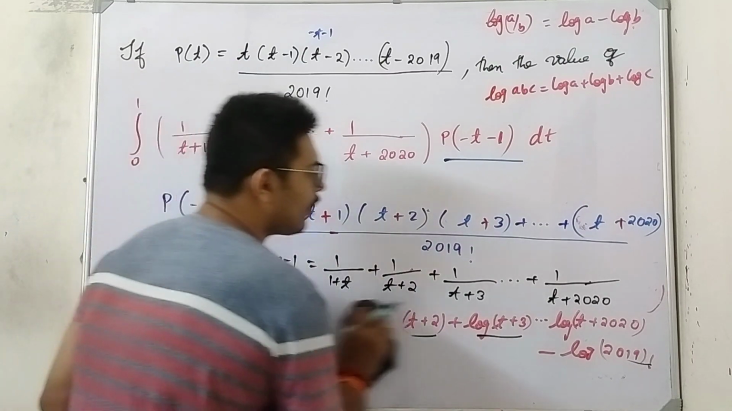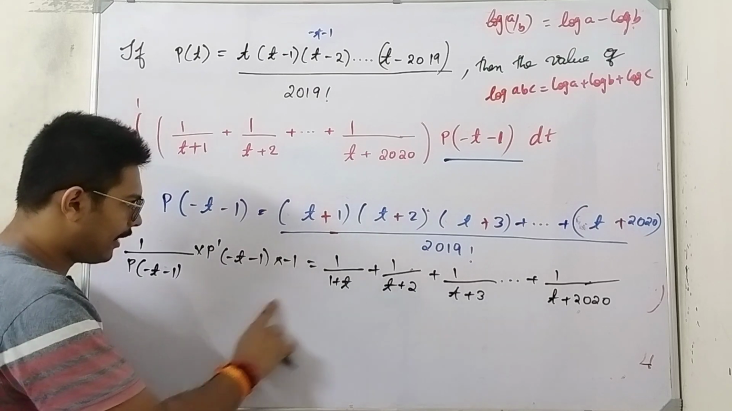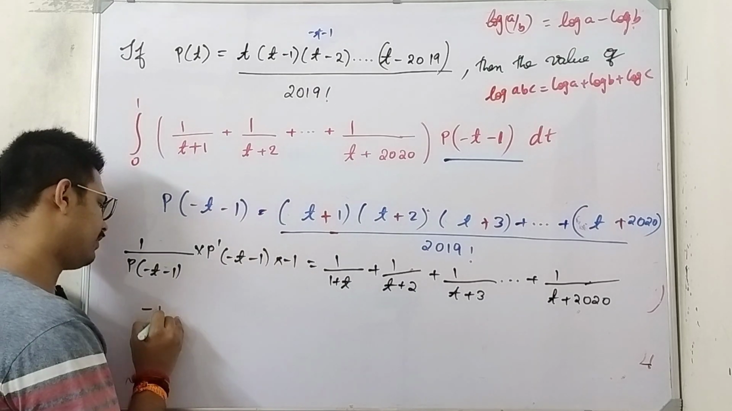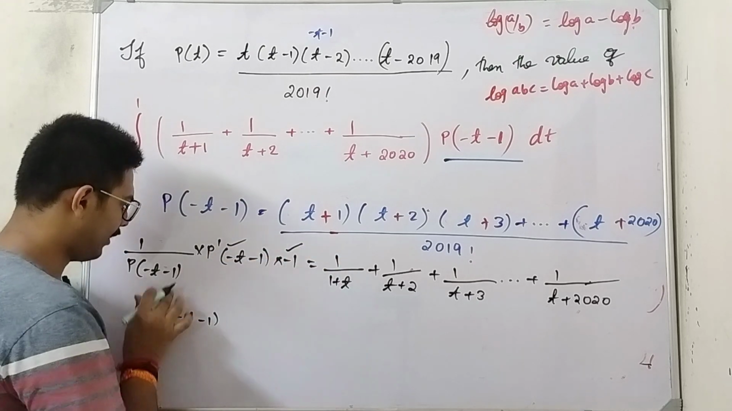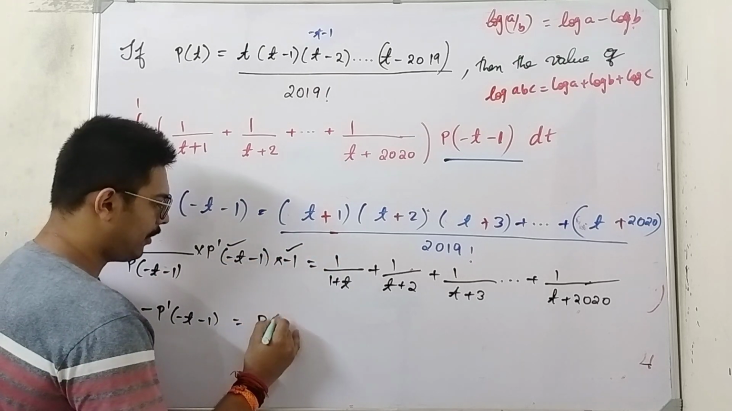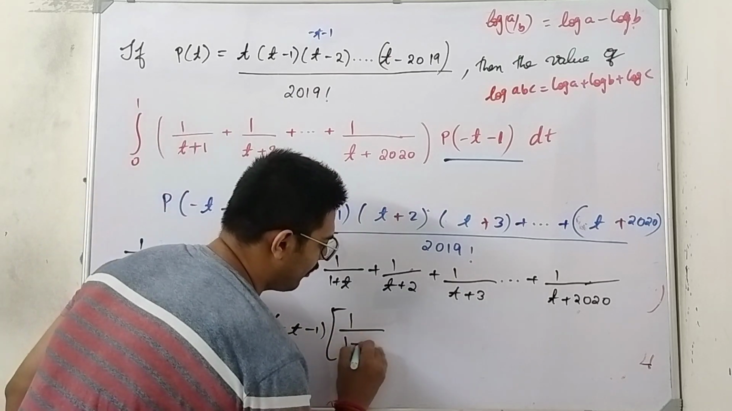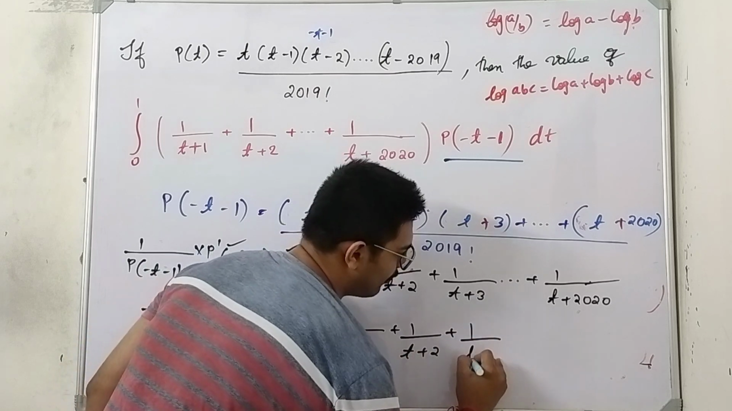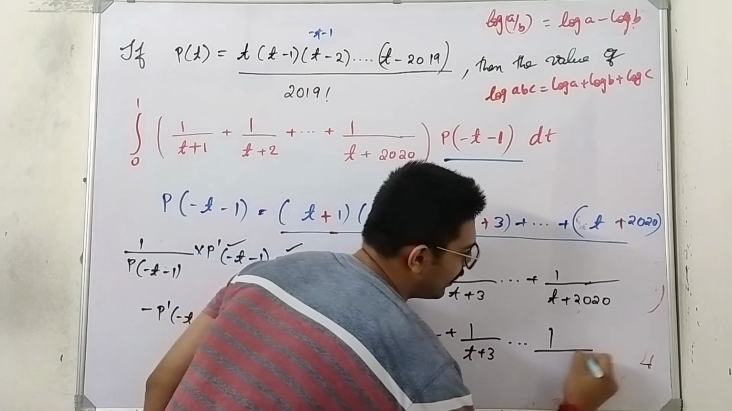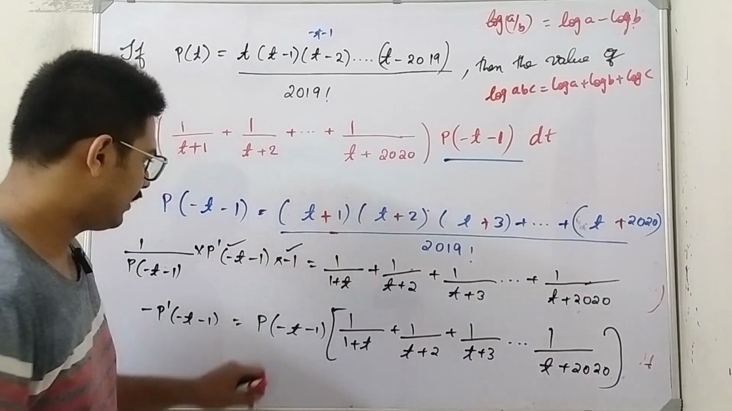Now, this value I am taking to the other side, which means minus of P dash of minus t minus 1. This minus I have taken, this thing I have written, I am taking this to the other side. P of minus t minus 1 into 1 by 1 plus t plus 1 by t plus 2 plus 1 by t plus 3, etc., 1 by t plus 2020.